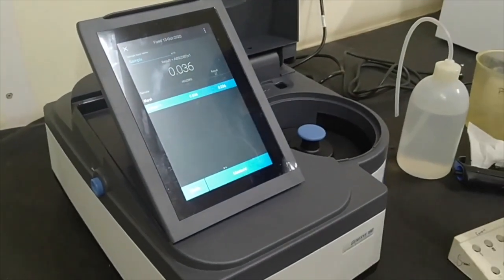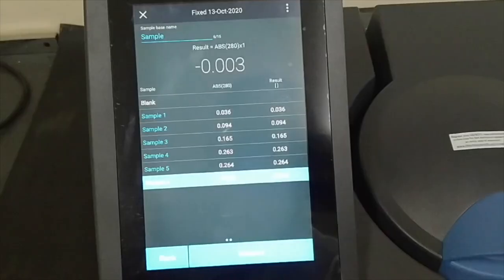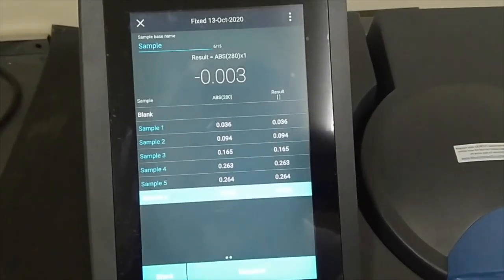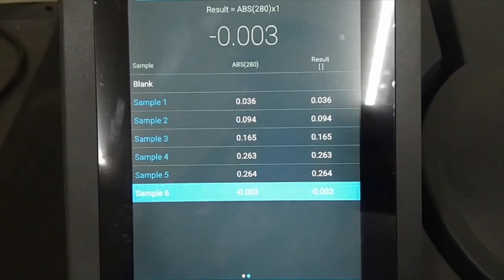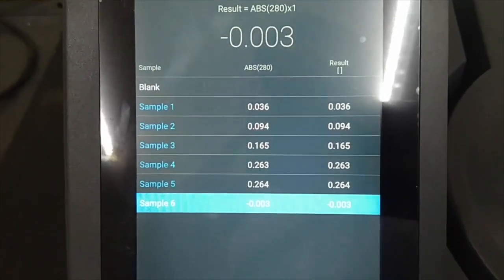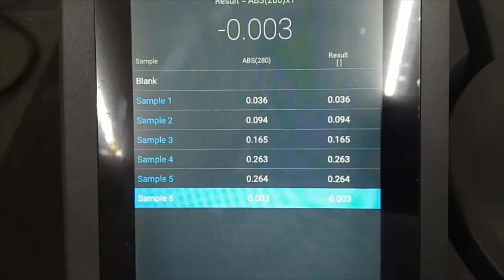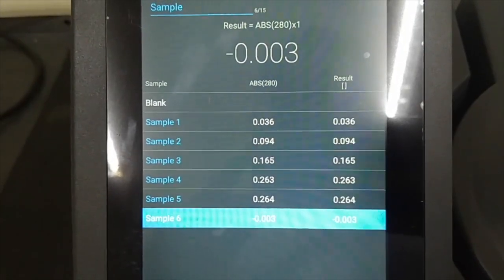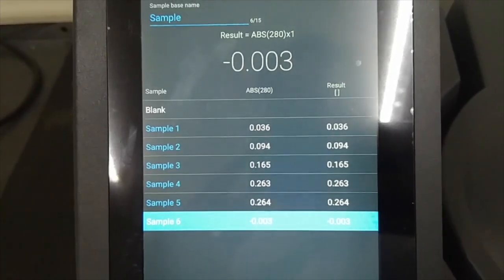Like that you need to take the reading for the remaining samples. Like that we have to measure the OD for all the samples. So here are the readings, starting from sample 1, that is 2 minutes, then 4 minutes, 6 minutes, 8 minutes, and sample 5 is 10 minutes. But the last sample is the 0th minute, that is not subjected to any mixing with beads. So here are the samples.